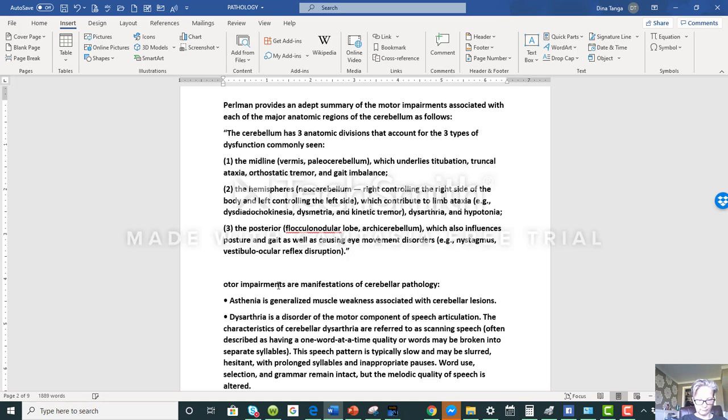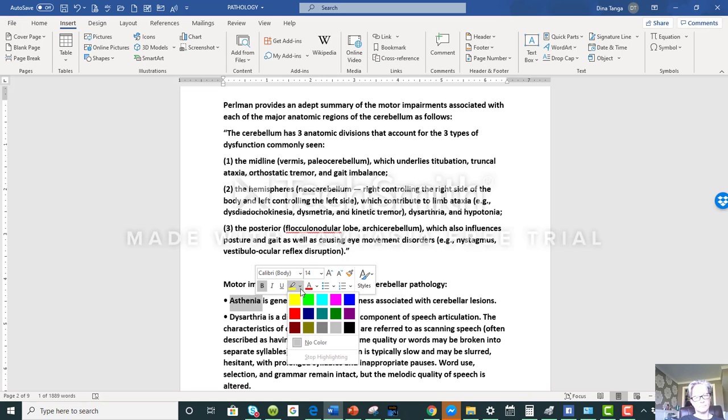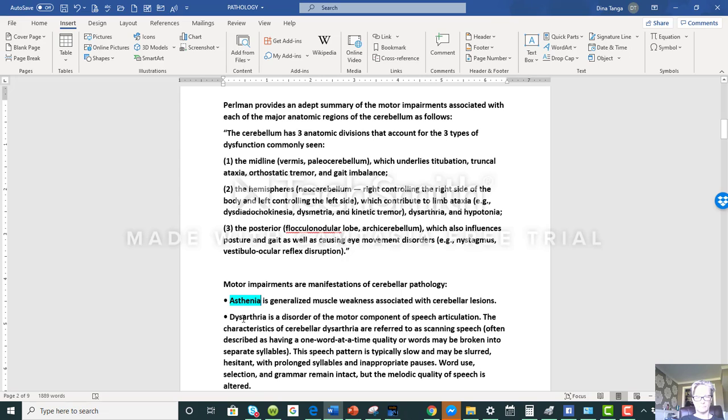The characteristics of cerebellar dysarthria are referred to as scanning speech, often described as having a one-word-at-a-time quality, or words may be broken into separate syllables. The speech pattern is typically slow and may be slurred, hesitant, with prolonged syllables and inappropriate pauses. Word use, selection, and grammar remain intact, but the melodic quality of speech is altered.